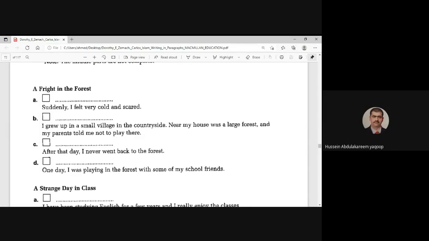What does countryside mean, Farah? The countryside. Yes, good. Okay. Near my house was a large forest, and my parents told me not to play there. Good. Thank you very much. Yes, we have Ali Hassanin.